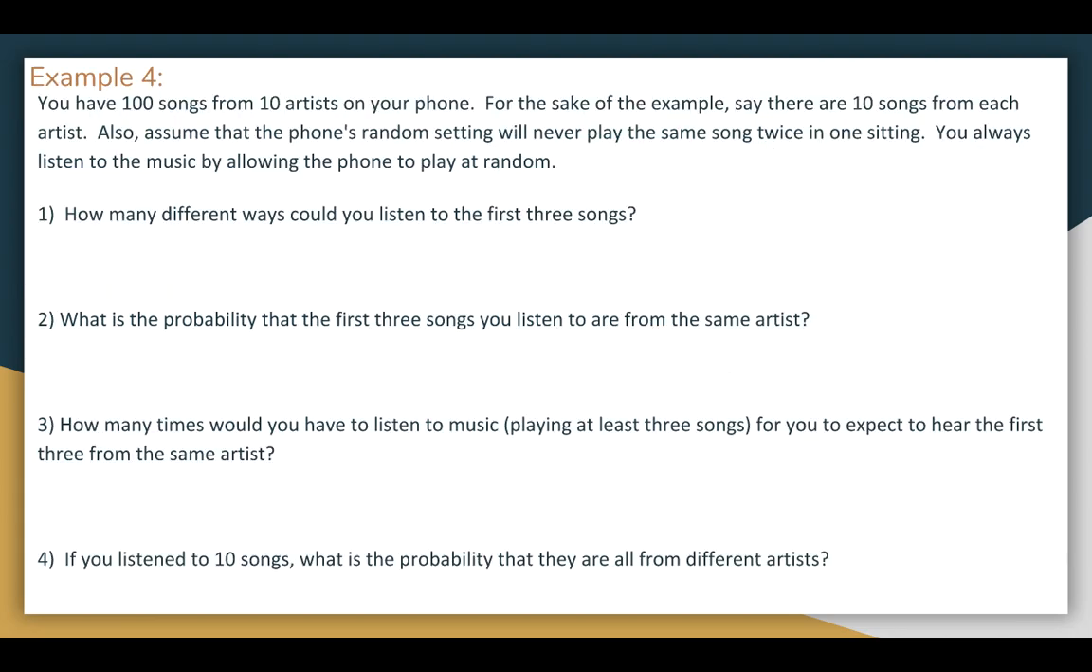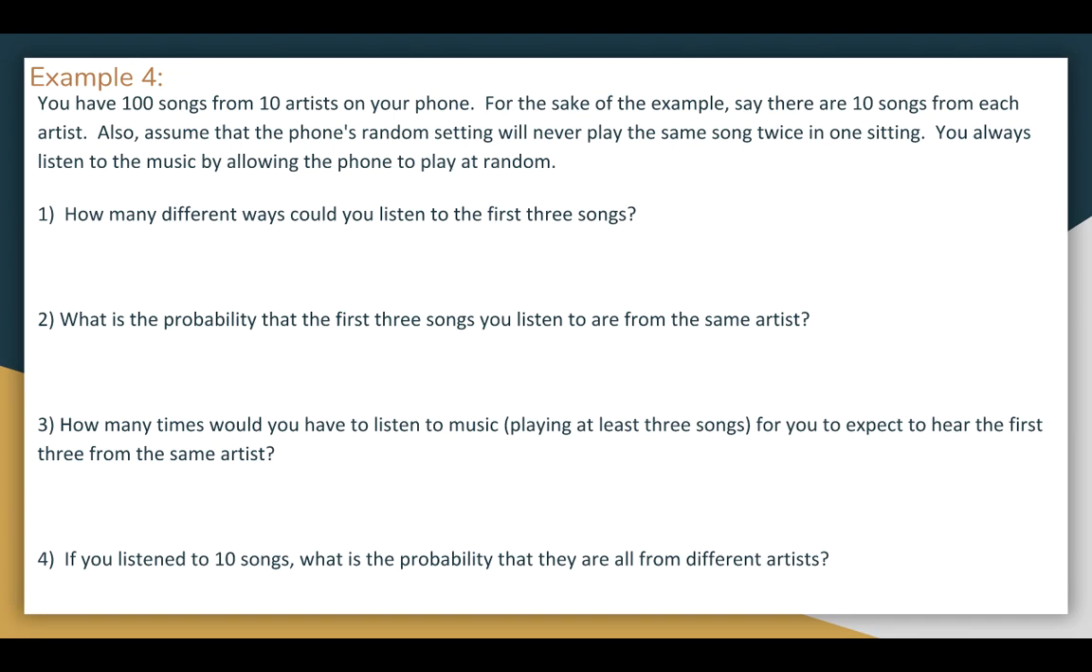Okay. Last example for this video, you have 100 songs from 10 artists. For the sake of the example, 10 songs from each artist. I know phones nowadays have unlimited songs, but if this was your cell phone, then this would apply to you. You always listen to music by allowing the phone to play at random, so shuffle. How many ways could you listen to the first 3 songs?